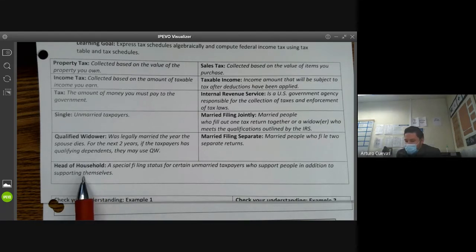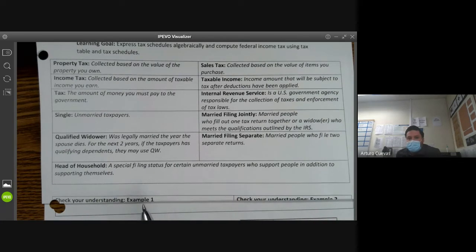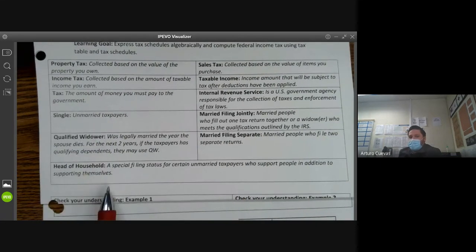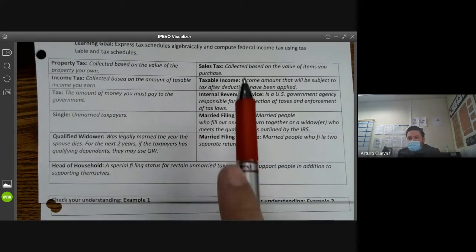Okay. Head of household is the person filing for certain unmarried taxpayers who support people in addition to themselves. So if you're head of household, it means that you are filing for yourself, for your spouse, and for any adult kids that are making money, but you still want them to be under your umbrella. Okay, I don't recommend that, guys. If you are making your own money and you're 18 or older, you should file as a single, not under someone else.